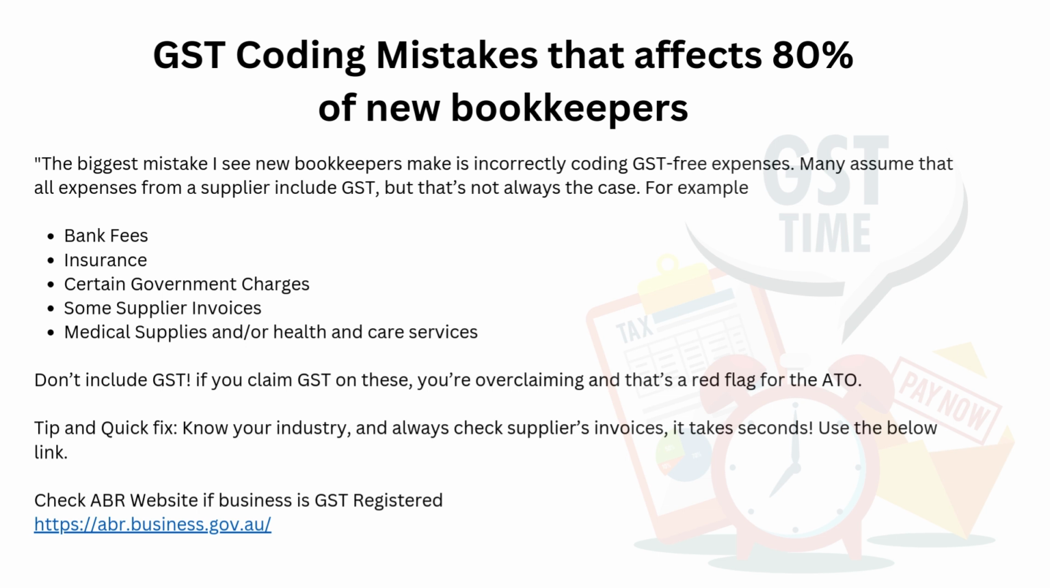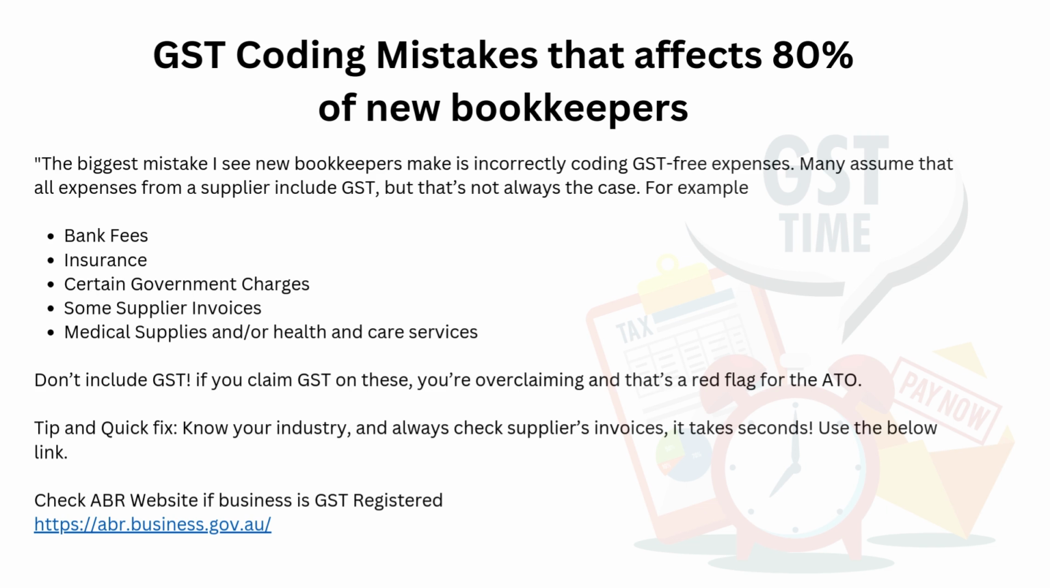One of the biggest mistakes that I see new bookkeepers and even some senior bookkeepers make is incorrectly coding GST-free expenses. Many assume that all expenses from a supplier include GST in Australia, but that is not always the case. For example, things like bank fees, certain aspects of your insurance, certain government charges, even some supplier invoices, and certainly medical supplies and/or health and care services do not include GST. If you're claiming GST on these things and you're just hitting, yep, it's all got GST, you're actually overclaiming, and that's a red flag for the ATO.